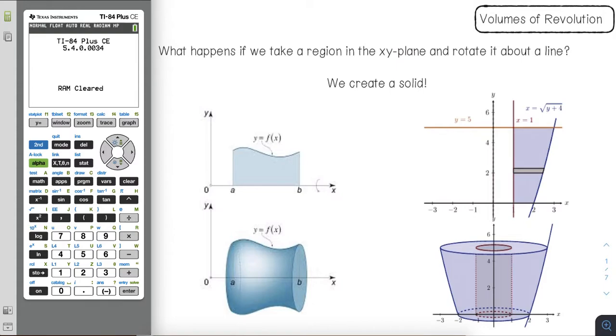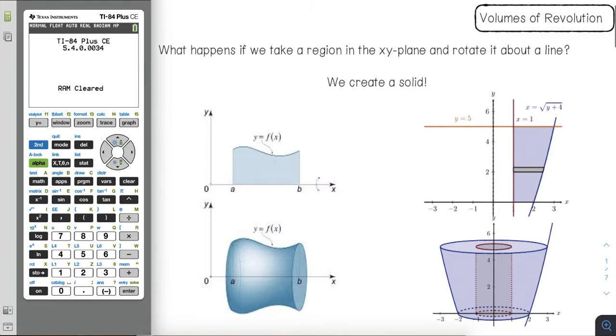Take a region in the xy plane, so an area in the xy plane, and rotate it about a line. If we rotate a shape in a two-dimensional plane, making it three-dimensional, we're going to create a solid. Over here on the left, we are rotating this around the x-axis, so we have that 3D shape below it.